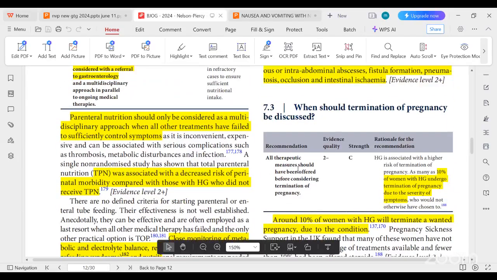So all therapeutic measures should have been offered before considering the termination of pregnancy. Only 10% will require that. This is an important thing.